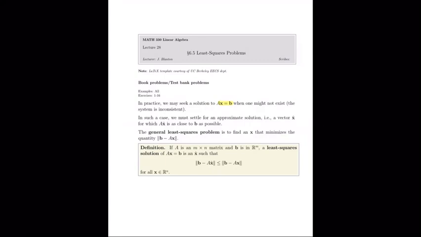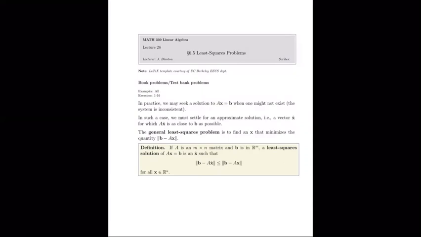Now, this could come about if maybe we have a set of measurements, and some of those measurements are slightly inaccurate. We could end up with an inconsistent system pretty easily, actually, in practice. So it's pretty common to seek a least squares solution to such a system.